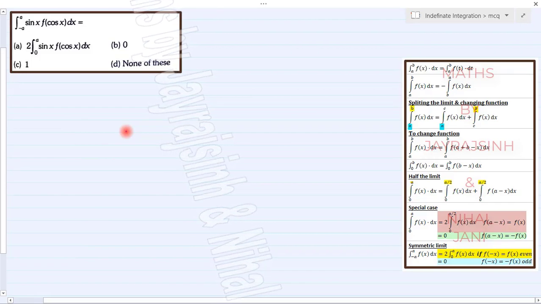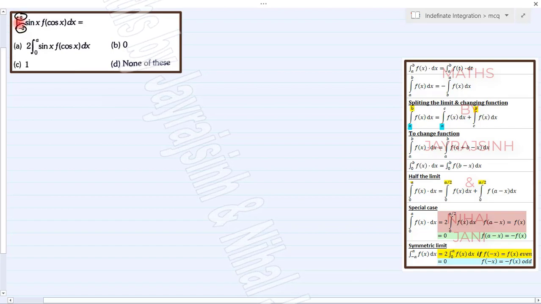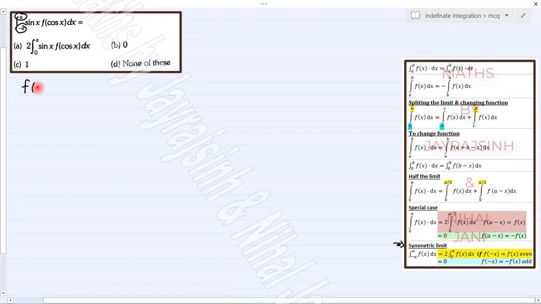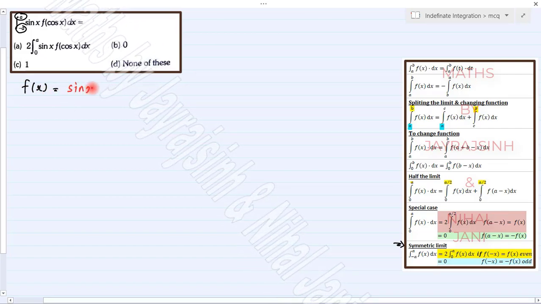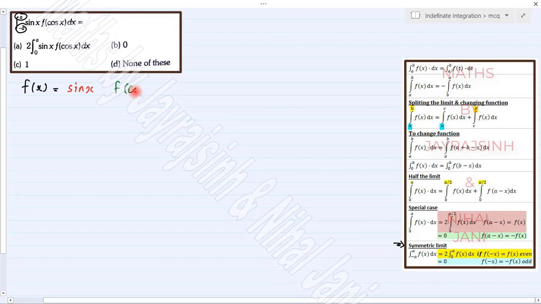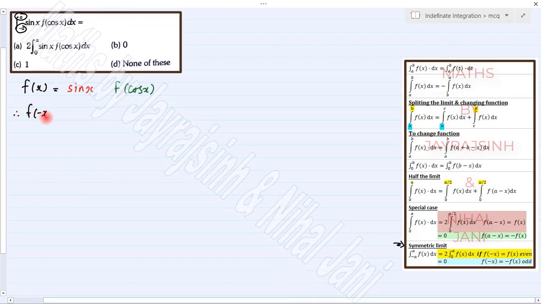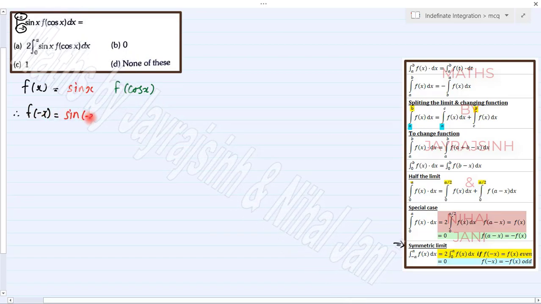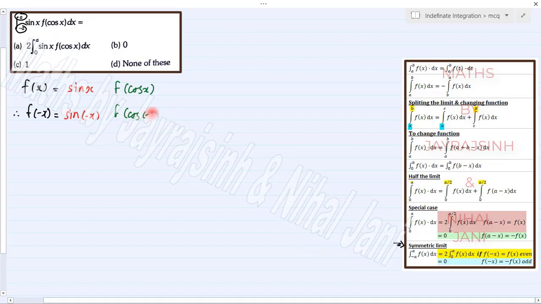Here we have to integrate sin x into function of cos x from minus a to a. So here we have symmetric limit. So let's check whether your function is odd or even. We have sin x into function of cos x. So here we have to find out f of minus x. So we will get sine of minus x and function of cos minus x.